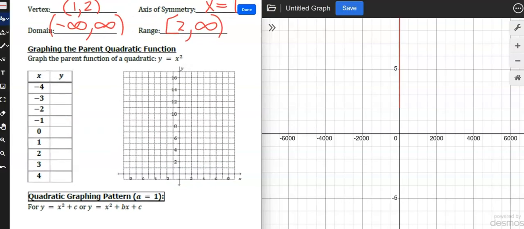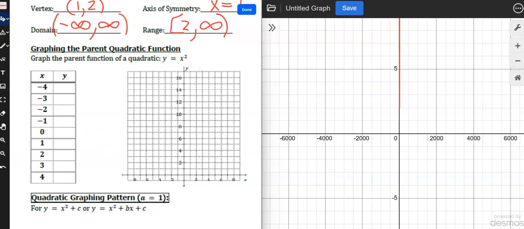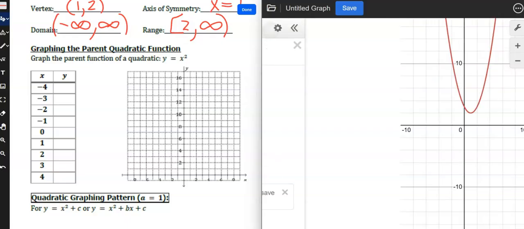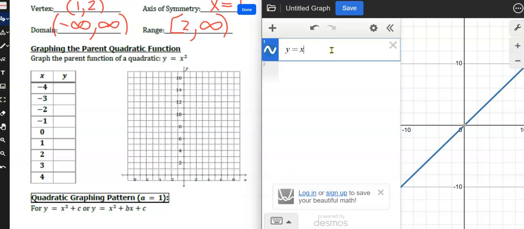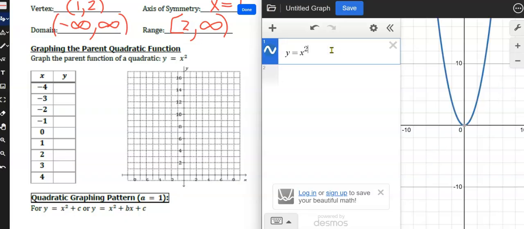Okay, graph this parent function, y equals x squared. I mean, can we do this with technology? Well, of course we can do it with technology. That's pretty easy. But you also need to be able to do that by plugging in points, right? And squaring them and seeing what happens.